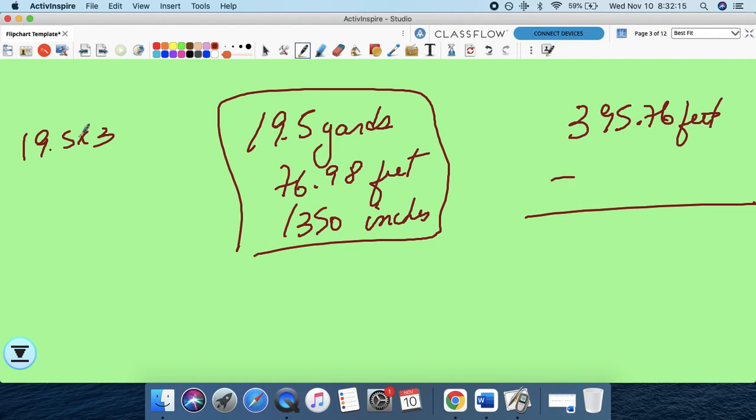We're going to get 358.5. That's 358.5. Second one I don't have to switch, so it's just 76.98. Third one is inches, and inches to feet is divided by 12. Sorry, times 12. No, divided by 12. We have 112.5 feet. So this is what it is in feet.